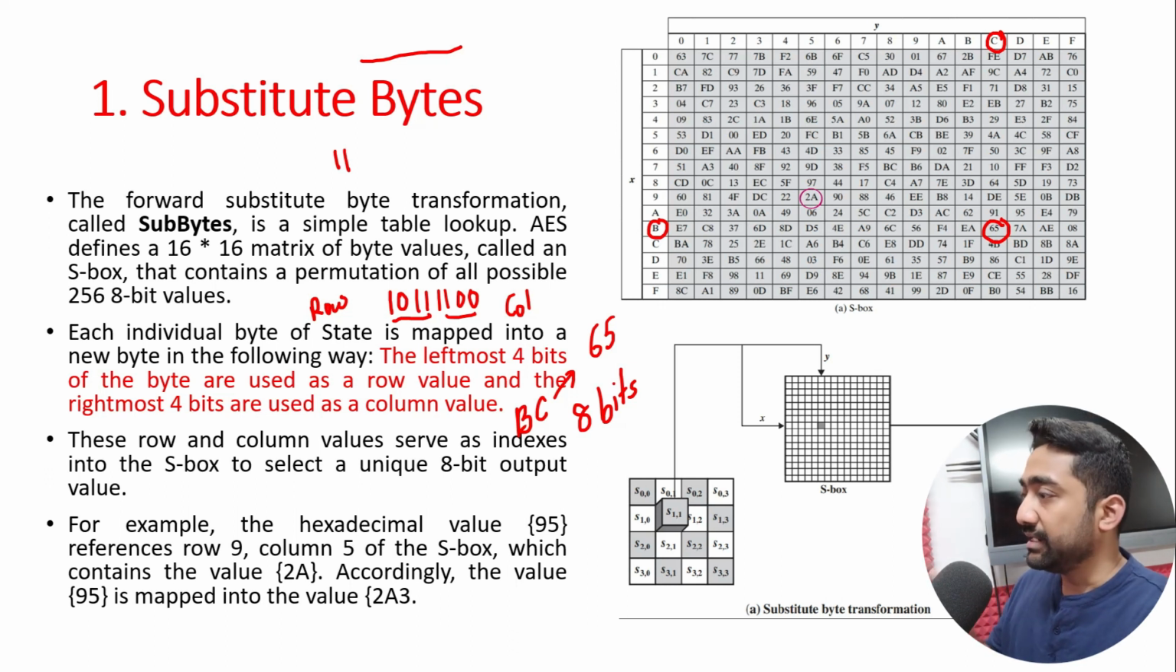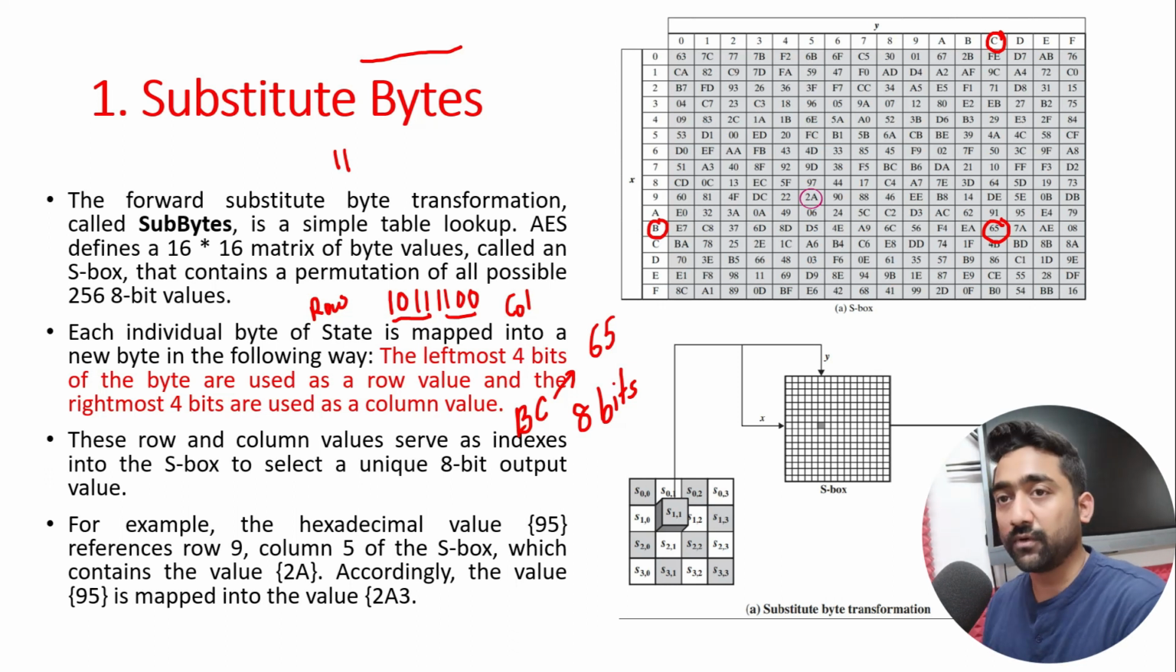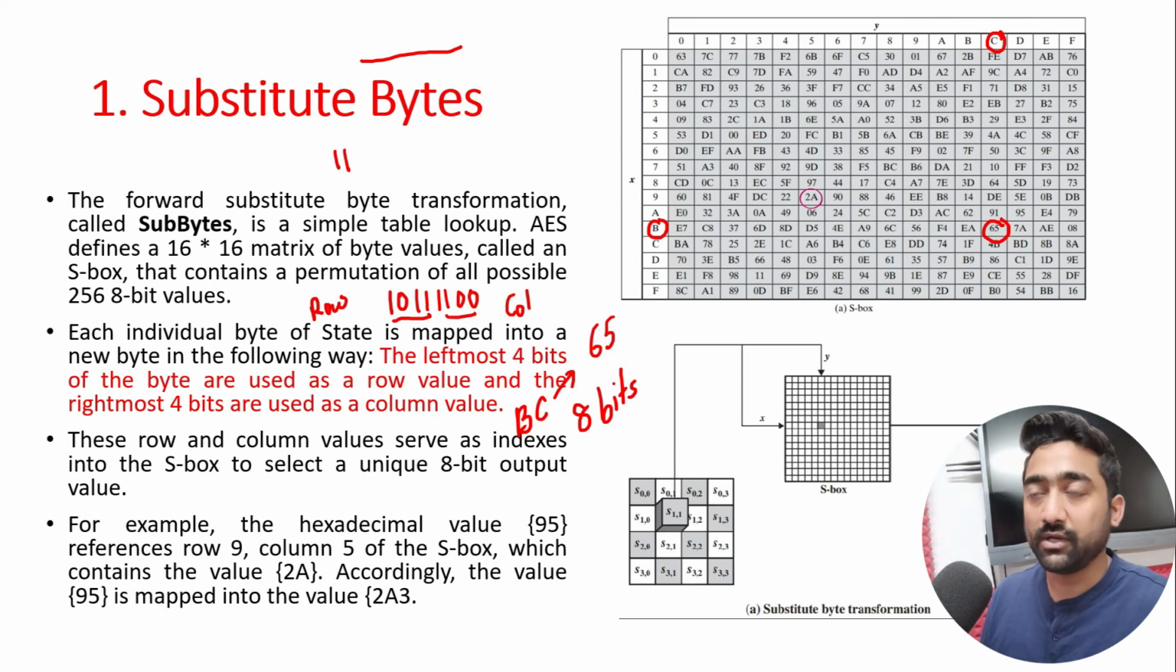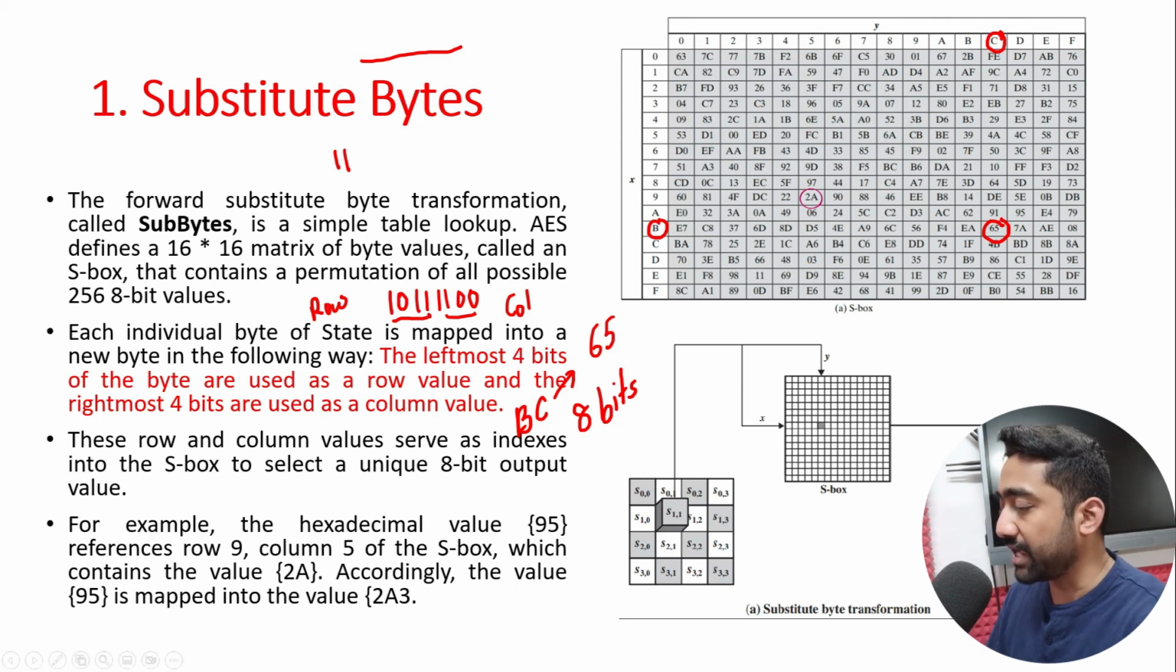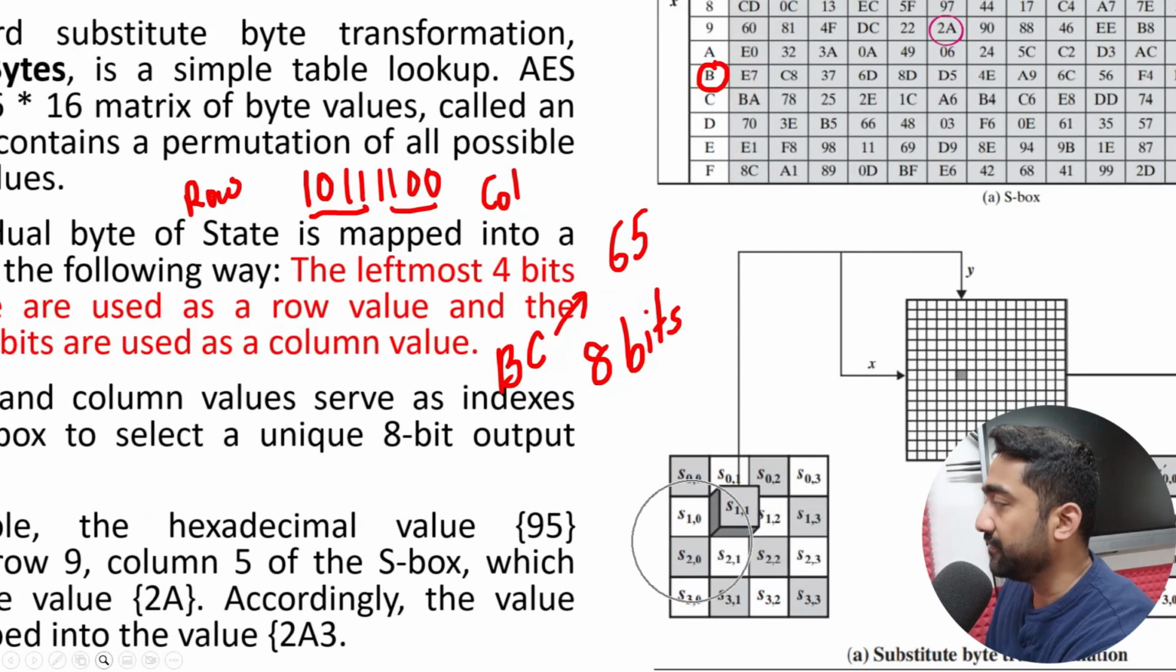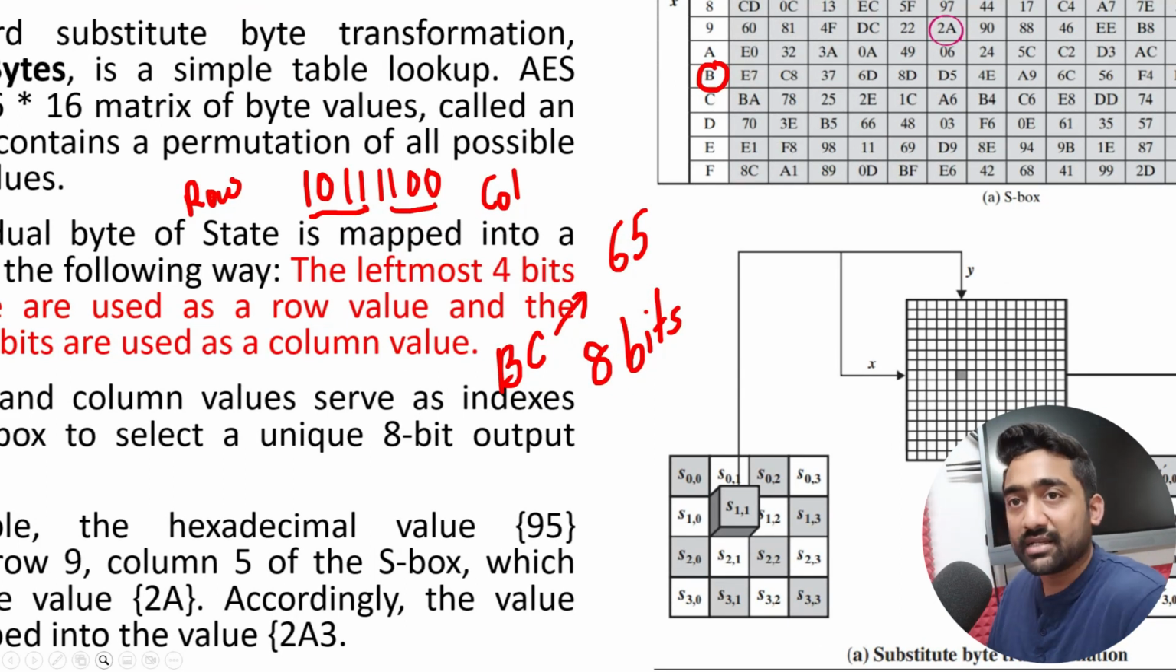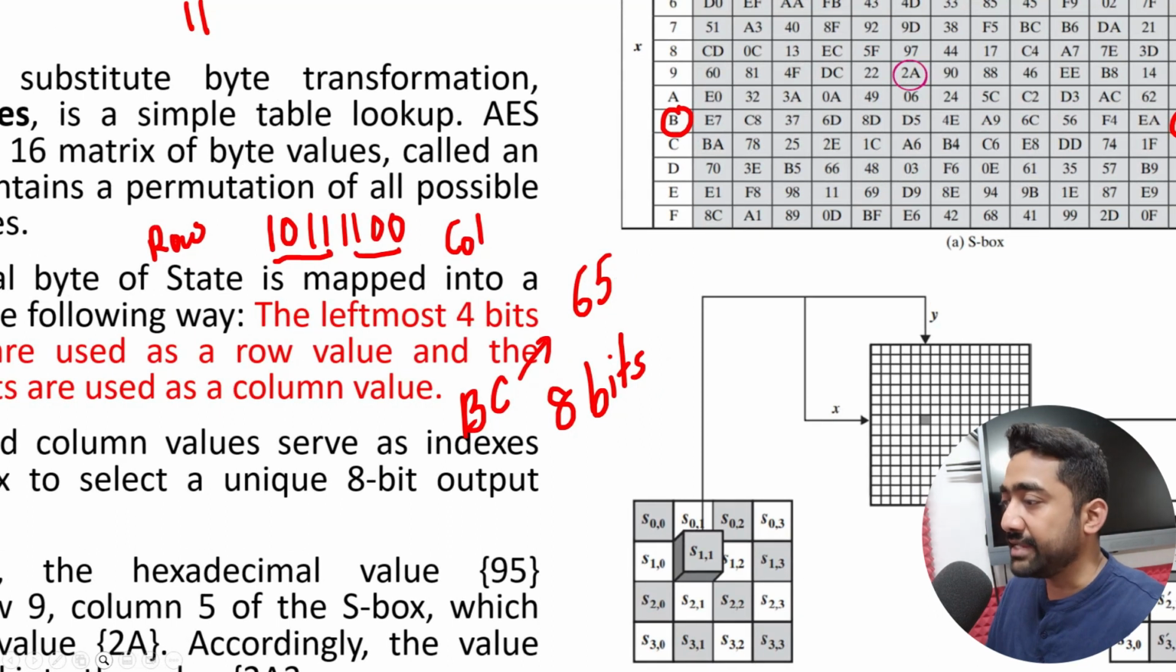It simply divides the entire 8 bits into 2 groups of 4 bits. The first 4 bits will give you the row, the remaining 4 bits will give you the column. Or it could be in terms of hexadecimal also, as shown in this particular diagram. Let's consider 95, because all these values are hexadecimal values. So 95 we can convert into 2 parts as 9 and 5.